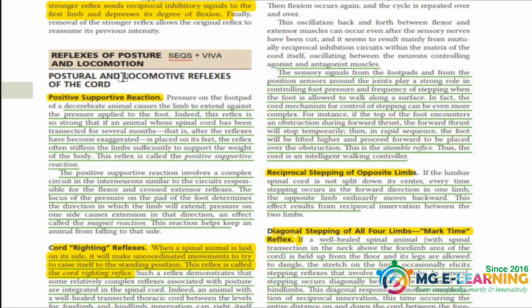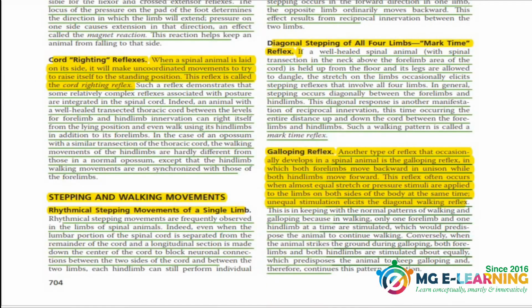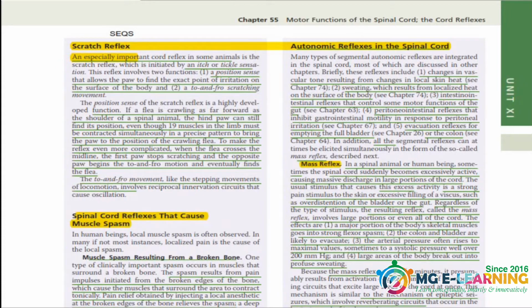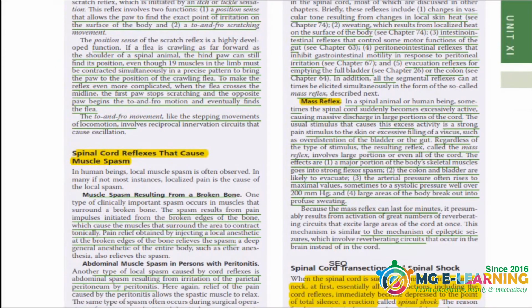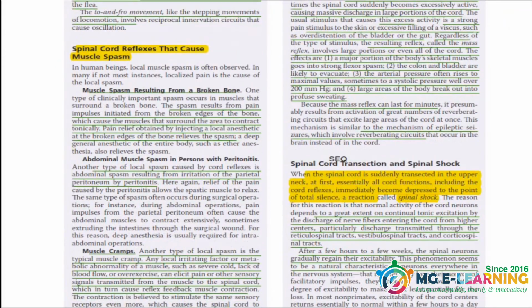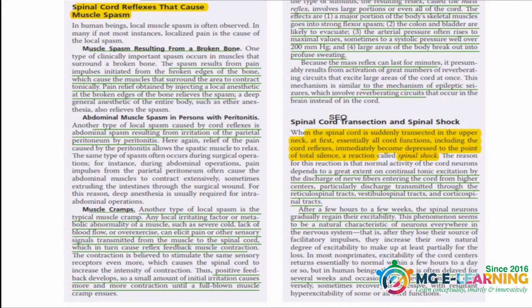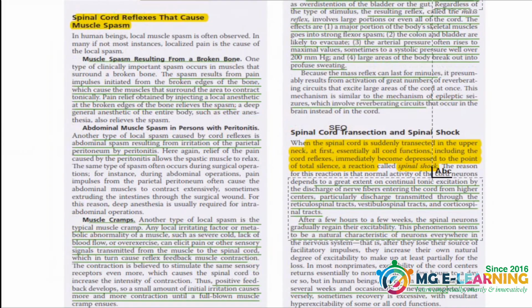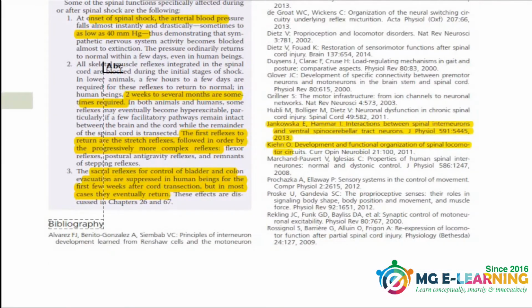This topic, reflexes of posture and locomotion, is important for your SCQs and for vivas. You have to memorize all the reflexes of the cord. Important ones are the rhythmic stepping reflex, galloping reflex, scratch reflex, mass reflex. These are important ones. Then the spinal cord transection and spinal shock is a very important SCQ. You have to write a note on this topic on paper, and these are important points that you have to cover.